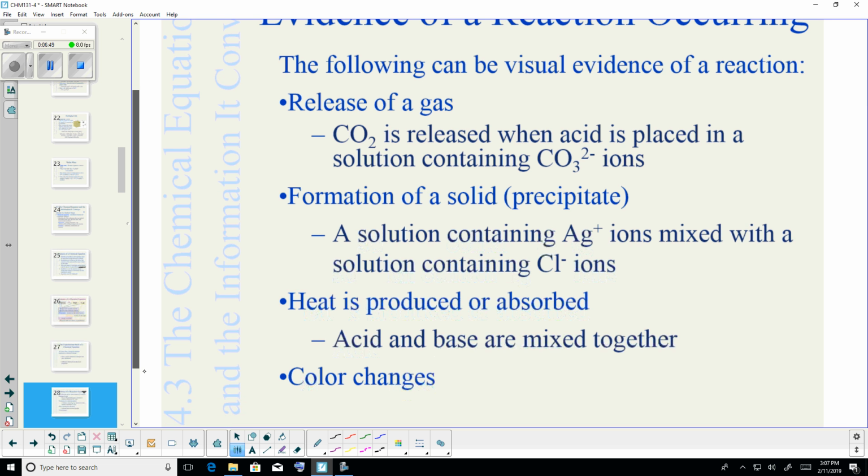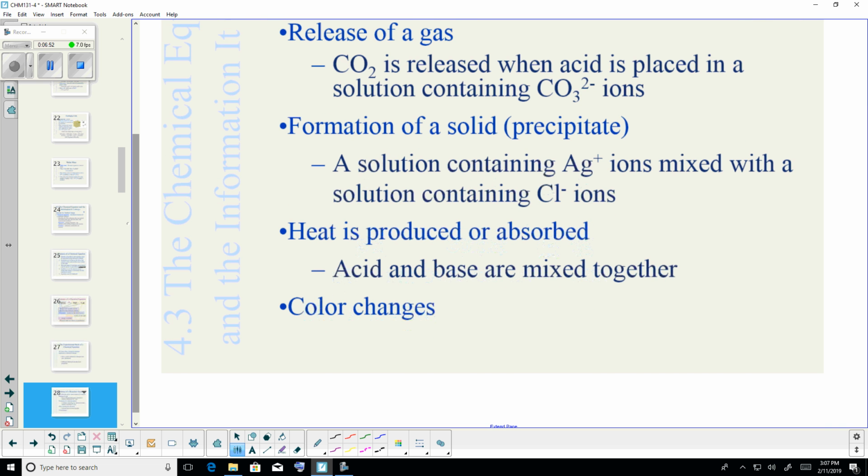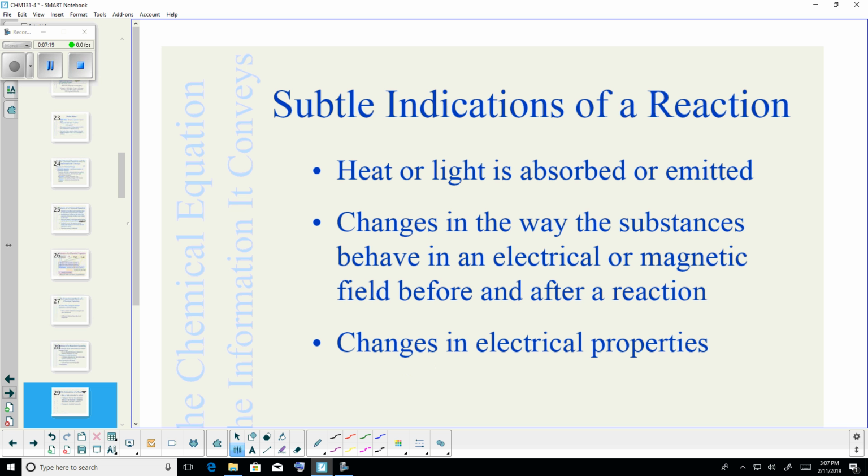Or you see a color change. Or you see the emission of light. A glow stick. When you break the glow stick, there's a chemical reaction that causes the compound to change, and it gives off light. So you can release energy. It doesn't always have to be heat. A lot of times it is. Or it could be the opposite. It could turn cold. So those are subtle indications. Heat or light is emitted. You can see that there might be a change in the way it behaves in an electrical or magnetic field before and after a reaction. They're changing its electrical properties.